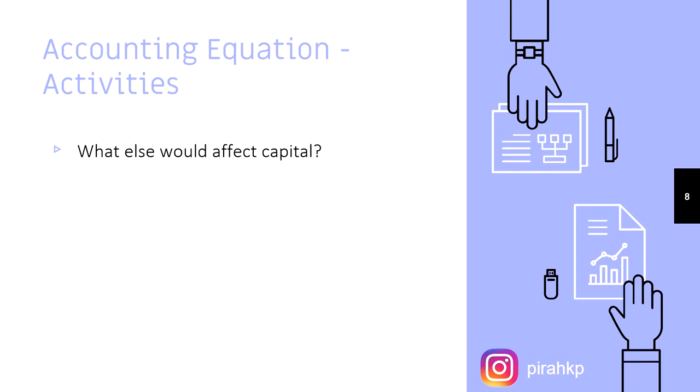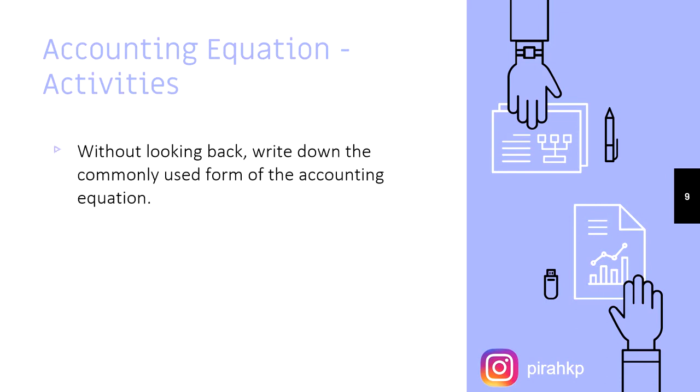Next is, what else would affect capital? Capital will be reduced if a business makes a loss. Any loss or profit that is made by the business goes to capital. Why? Because it's the owner's resources, right? So owners are the ones who are going to bear the expenses and the loss, as well as enjoy the profits. Next is, without looking back, write down the commonly used form of the accounting equation.